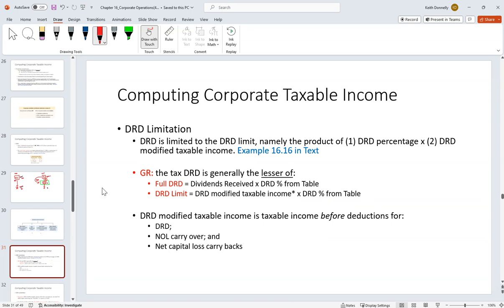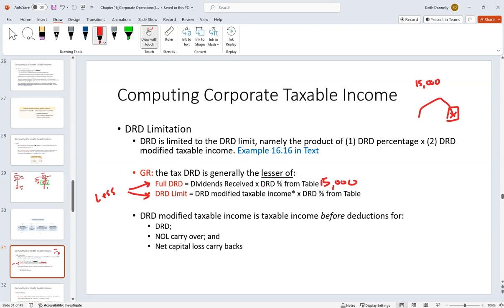Let's actually quantify it now in the sense that that deduction, the $15,000 that we just looked at, that's at the end of the rainbow. That's like, if it's perfect. We are going to subject you to a limitation on the DRD. And essentially what you're going to pick is the lesser of the full DRD or the DRD limit. The full DRD is what we just calculated, the $15,000.